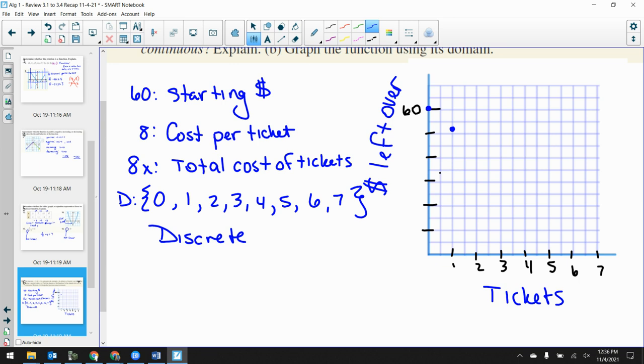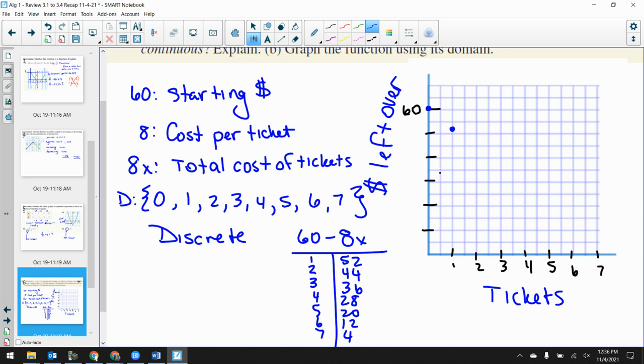What am I doing here? I'm basically making a table of values. 1, 2, 3, 4, 5, 6, 7. And when I plug in 1, I get 52. When I plug in 2, I get 44. What's it going down by each time? 8. So let's keep that pattern going: 36, 28, 20, 12, and 4. It just went down by 8.